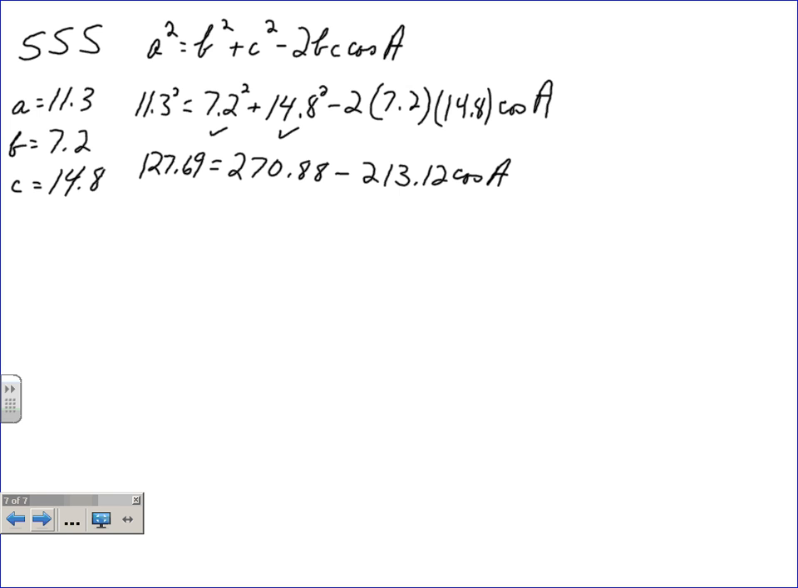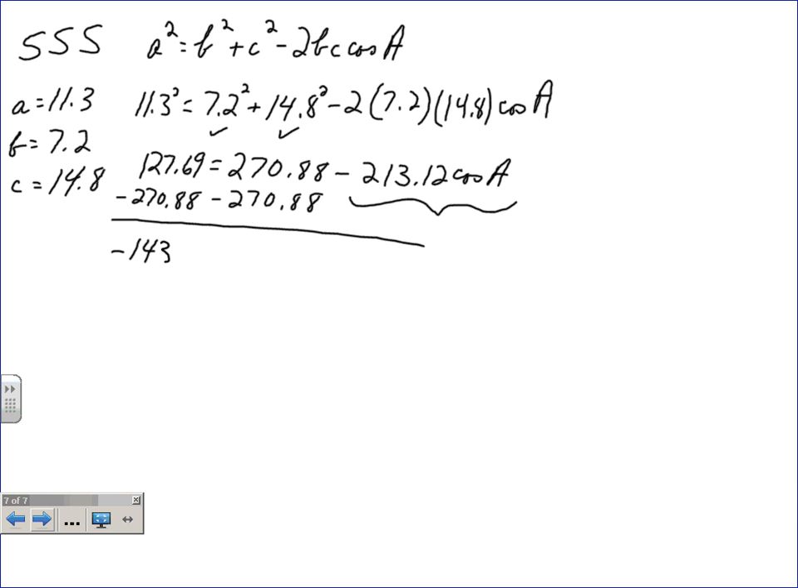Do not take the 270.88 and subtract 213. That's a tendency when you see all those numbers, to start combining everything, but you can't. This cosine A is attached to the 213, so you're going to leave it there. So now I'm going to subtract 270.88 from each side. Negative 0.19.